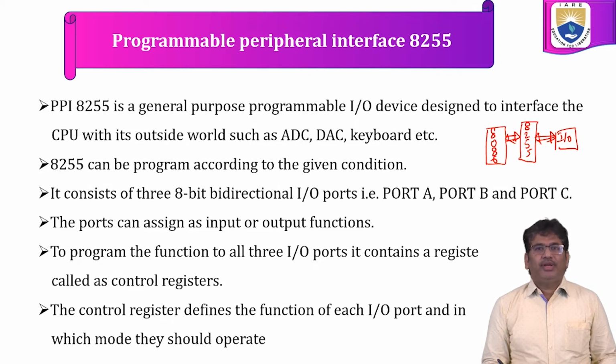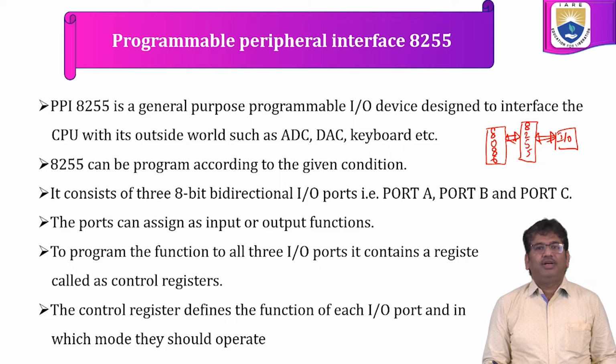The 8255 can be programmed according to the given condition. It consists of three 8-bit bidirectional I/O ports, that is port A, port B and port C. The ports can be assigned as input ports or output ports, so they will function as input or output.